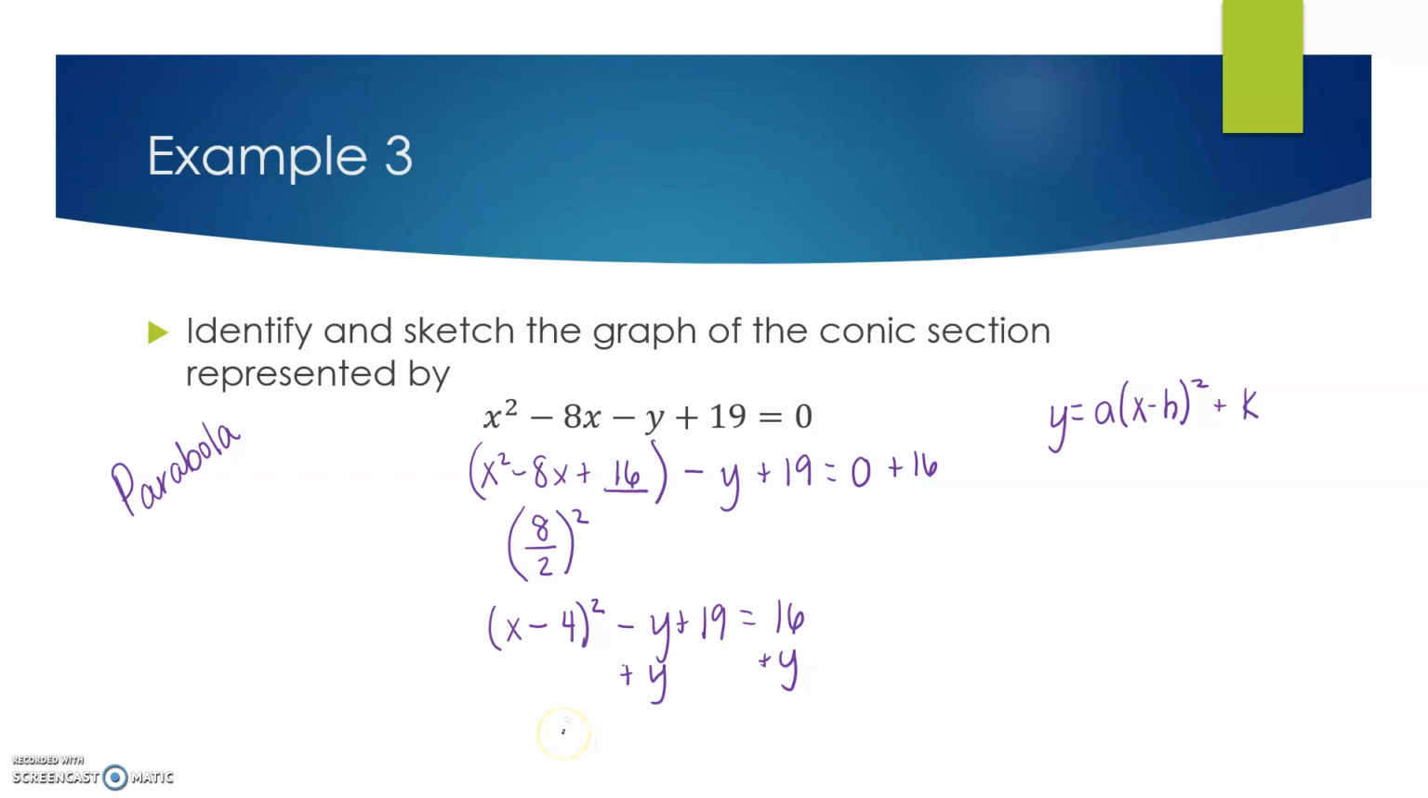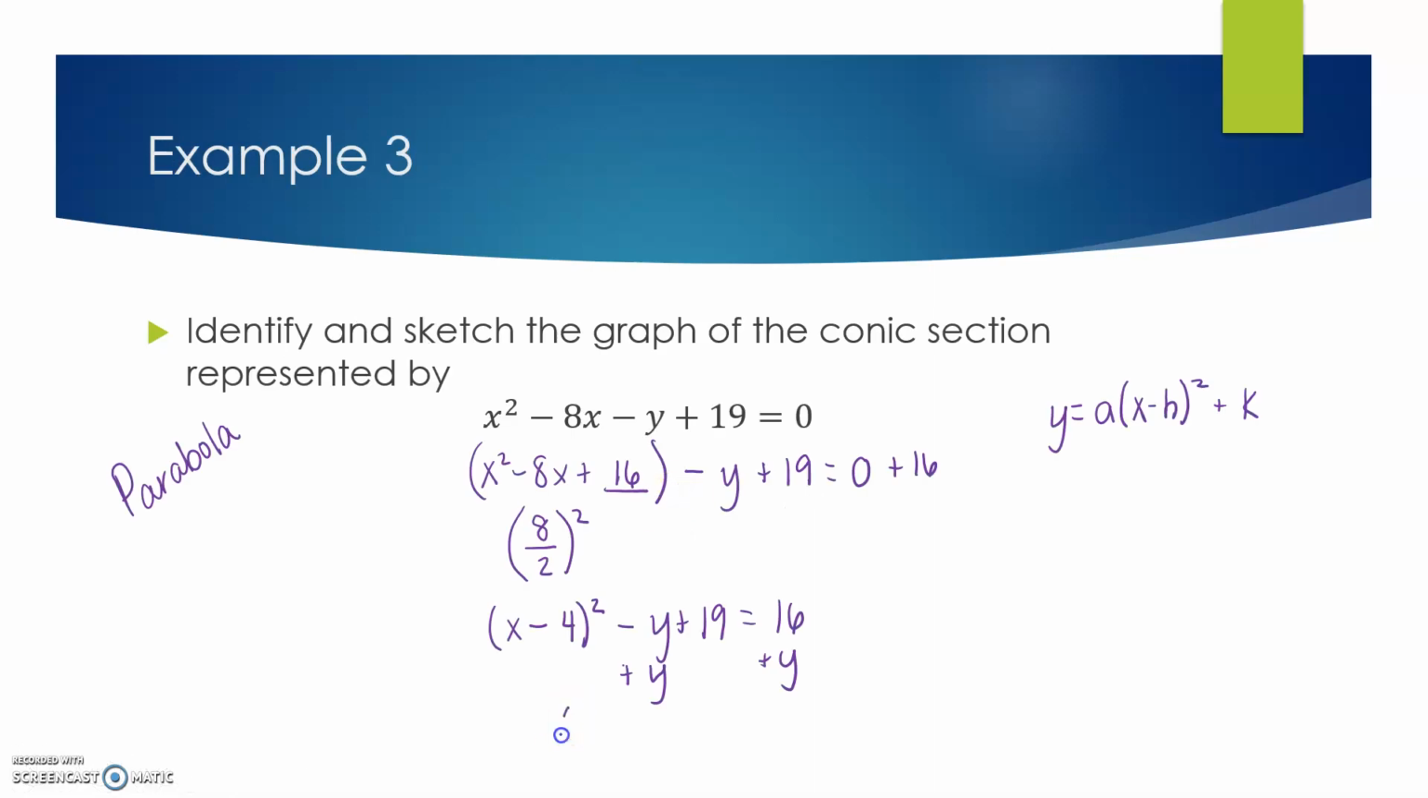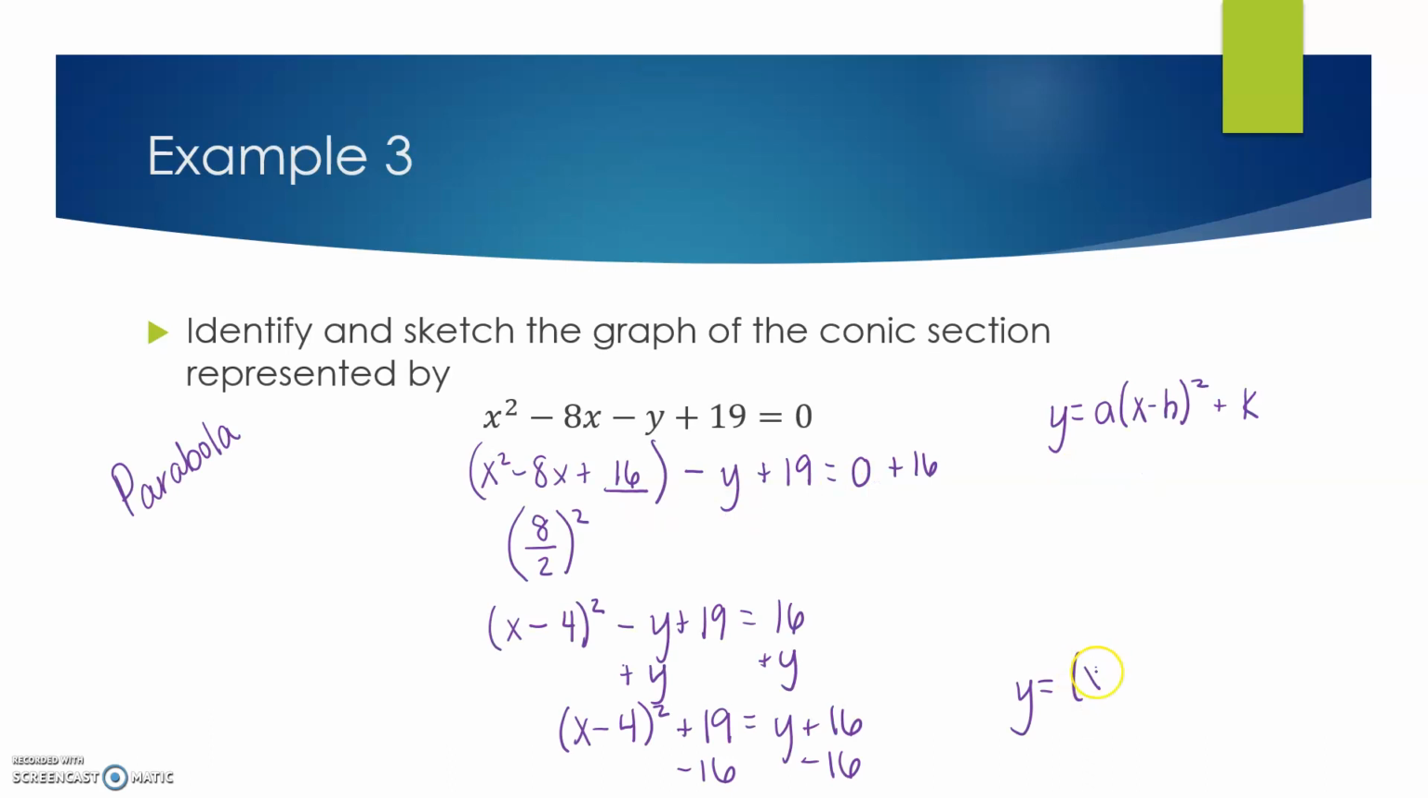And I'm going to get, nope, just kidding. That's not actually your homework. X minus 4 squared plus 19 equals y plus 16. But I'm going to bring that 16 over. So my final answer will look like y equals x minus 4 squared plus 3, because when I do 19 minus 16, I get 3.